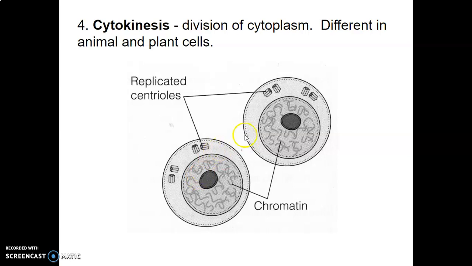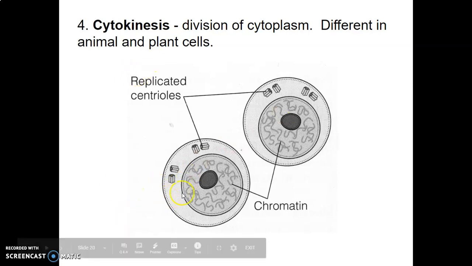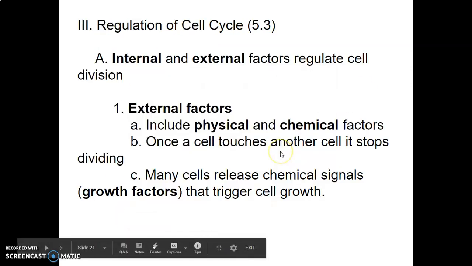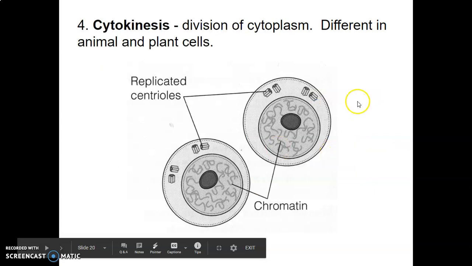And here it separates. Division of the cytoplasm. Cytoplasm is that jelly-like substance filling up the cell. It completely divides. This is a slightly different process in animal and plant cells, mainly because the cell wall has to be broken down. But for our purposes, just know that cytokinesis is the division of the cytoplasm, giving us two identical daughter cells. And that's the end of the notes today.